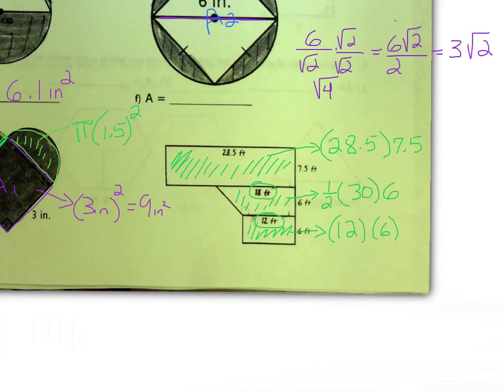And let's just add all of that with a calculator. And the area is 375.8. And this is square feet, because the unit of measure is feet, so it's square feet, and that's it. Any questions about number 9F? So far, so good? Okay.